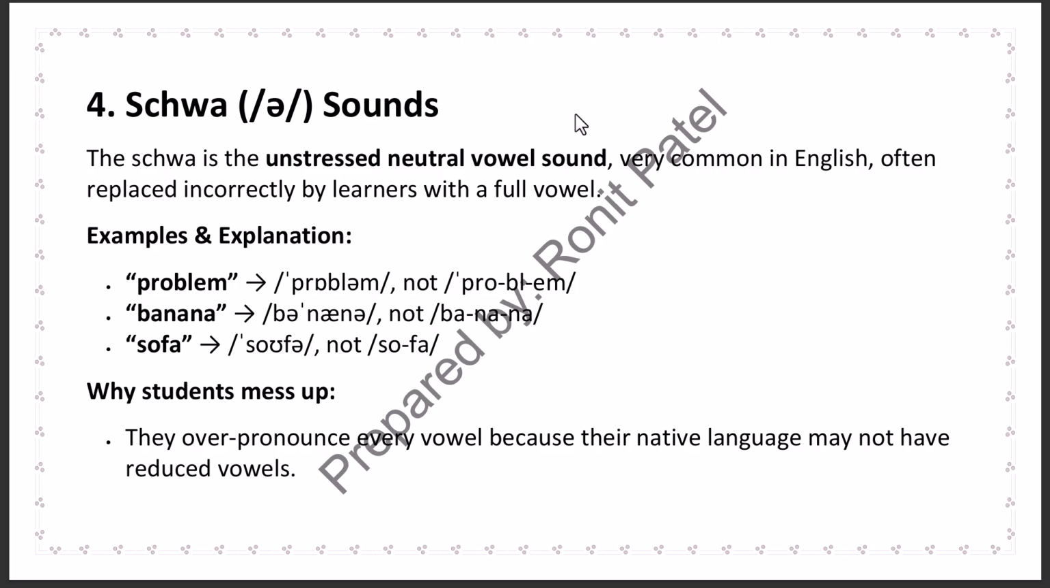Listen to this. Banana, not banana. It's banana. When students pronounce every vowel strongly, speech becomes heavy, robotic, unnatural, and fluency score decreases. So here is a life-changing pronunciation idea. Natural English is not about strong sounds, it is about smart, weak sounds. Master the schwa, and suddenly your speech starts sounding effortless and native-like.